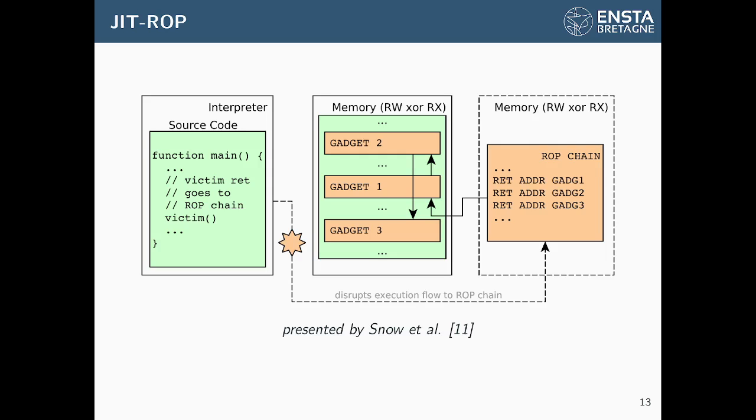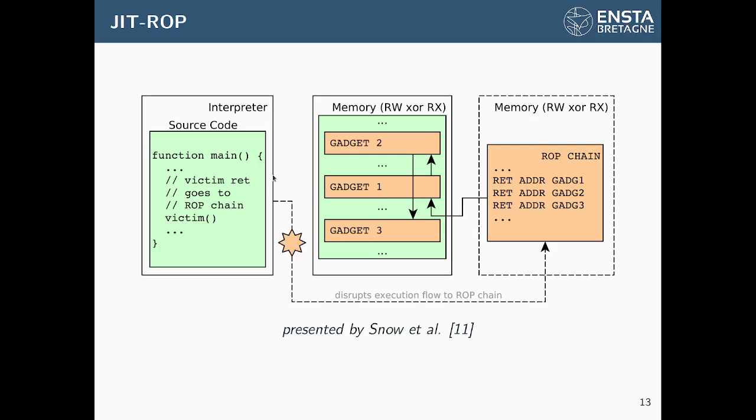The final attack that I'll present on the JIT code is called JIT ROP. ROP is an acronym for return-oriented programming. This means that the attacker will scan the memory where the JIT stores the machine code, and will look for gadgets. A gadget is a small sequence of instructions ending with a return, so ret.